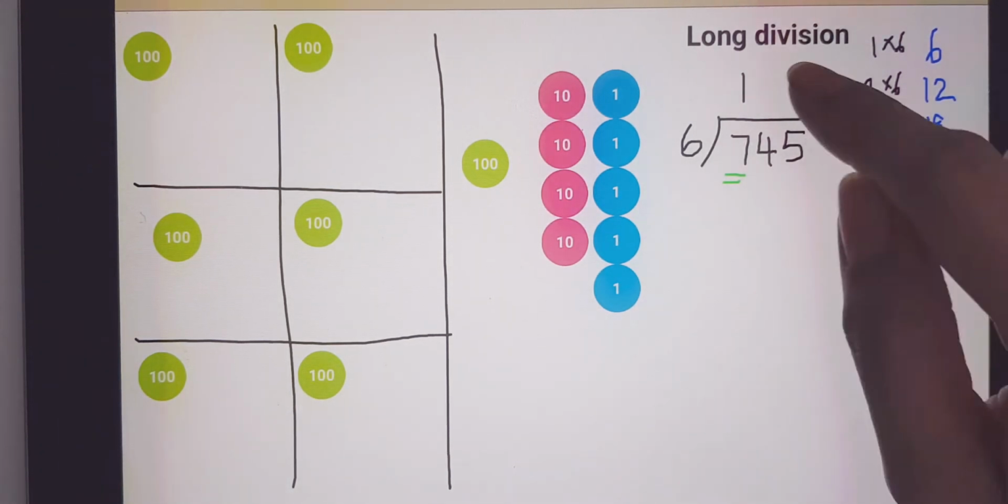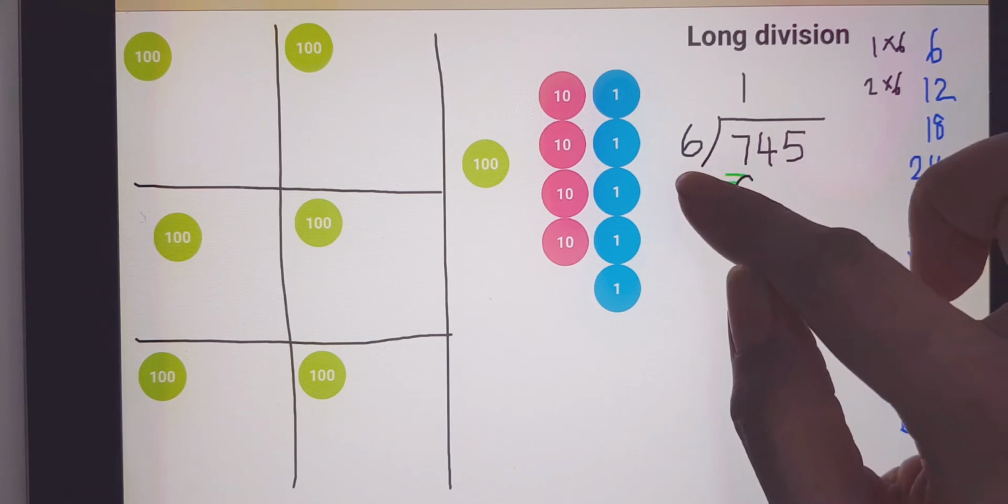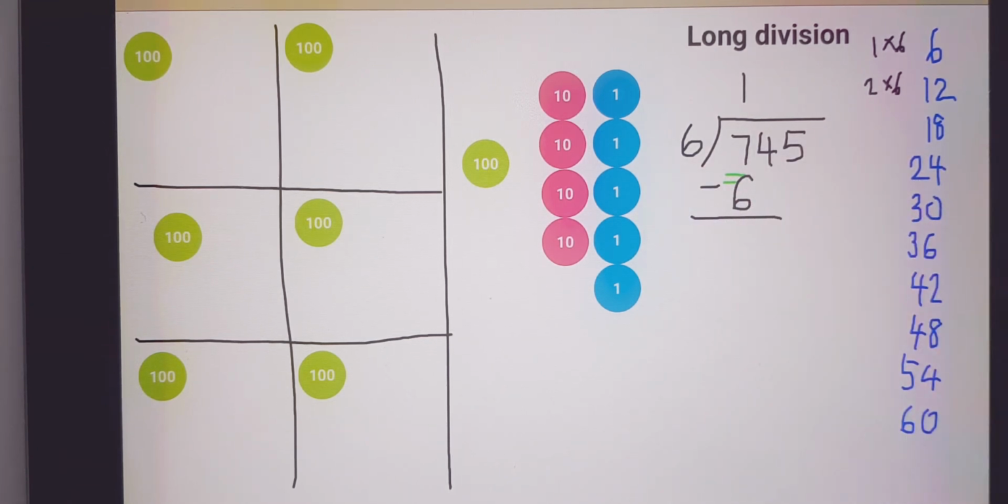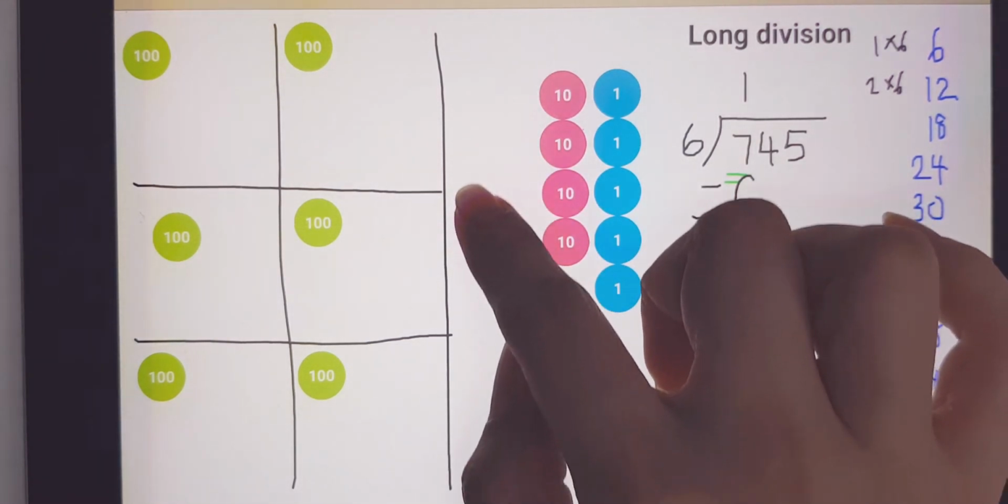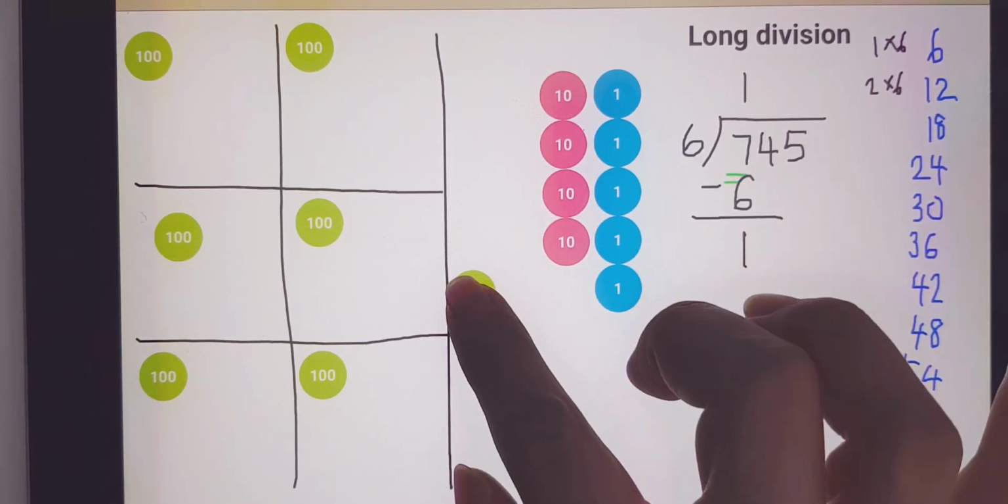Now we have given out 1 times 6. We have given out 6 hundreds. So I'm going to subtract to check how many hundreds I have left. I have 100, and that is correct. Here I have this 100. Now what are we going to do with this 100? Can we just throw it away? Definitely not. What do we do?